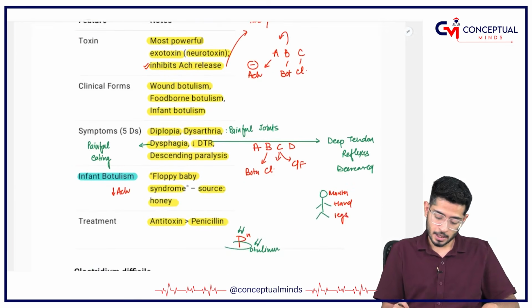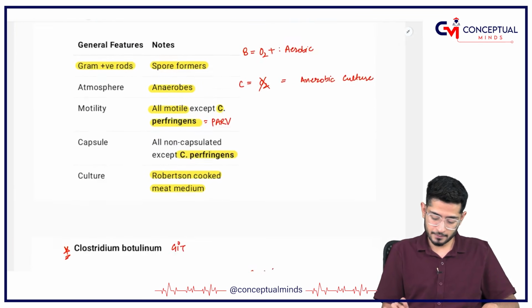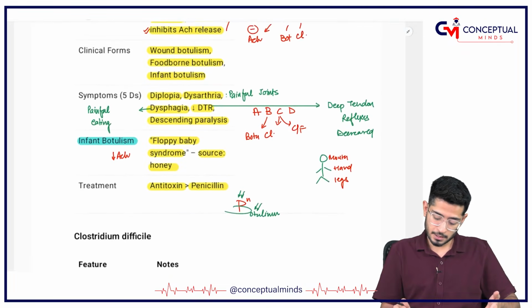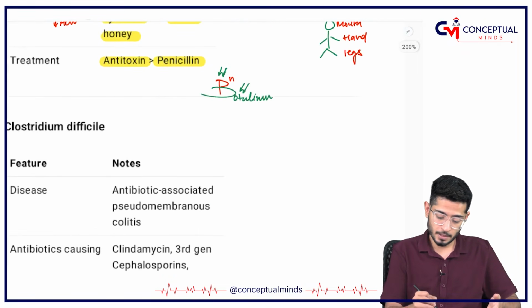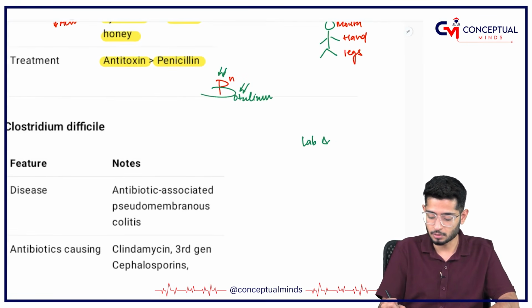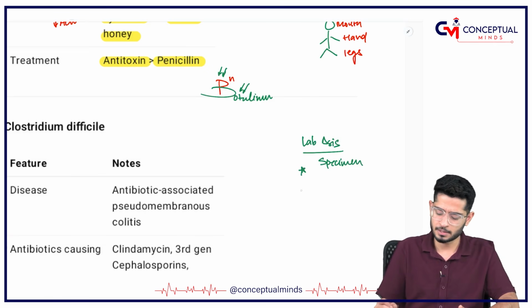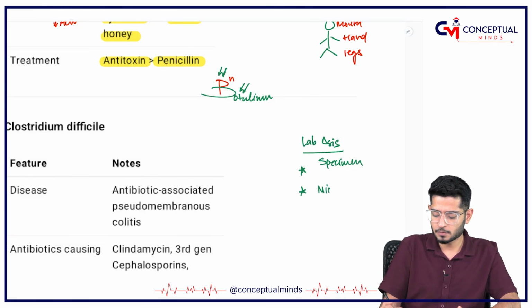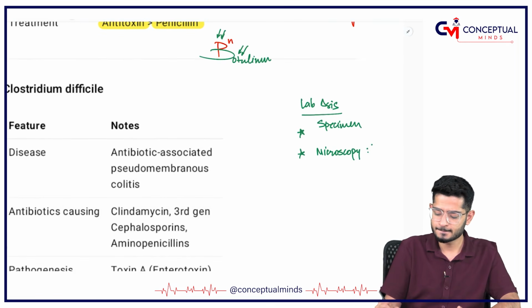Culture I have told you, gram stain I have told you, so laboratory diagnosis you can write very well. I will tell you in brief how to remember the laboratory diagnosis. First of all, the specimen is going to be a GI specimen, either stool specimen or vomitus. After that you have microscopy. Light microscopy you will use.